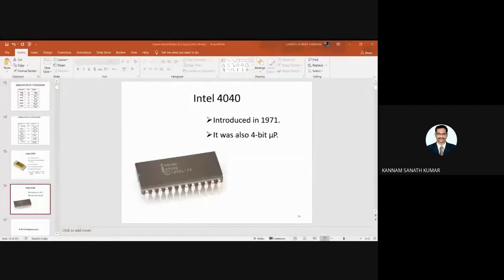Next, Intel 4040. It was introduced around 1971. It is also a 4-bit microprocessor. Intel 4004 is the first microprocessor, and next is Intel 4040.